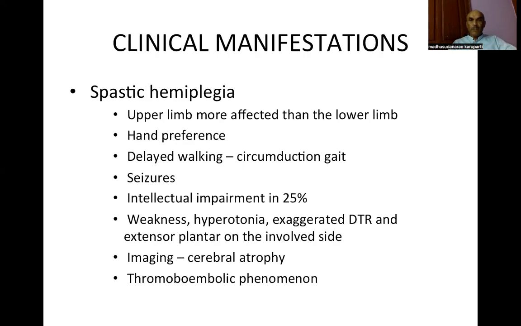Coming to the clinical manifestations in detail. Spastic hemiplegia. As I said, in spastic hemiplegia, one half of the body is affected. There is hypertonicity of one half of the body, that is the right upper as well as the lower limbs. And seizures are more common, affecting nearly 25% of the individuals, associated with intellectual impairment.